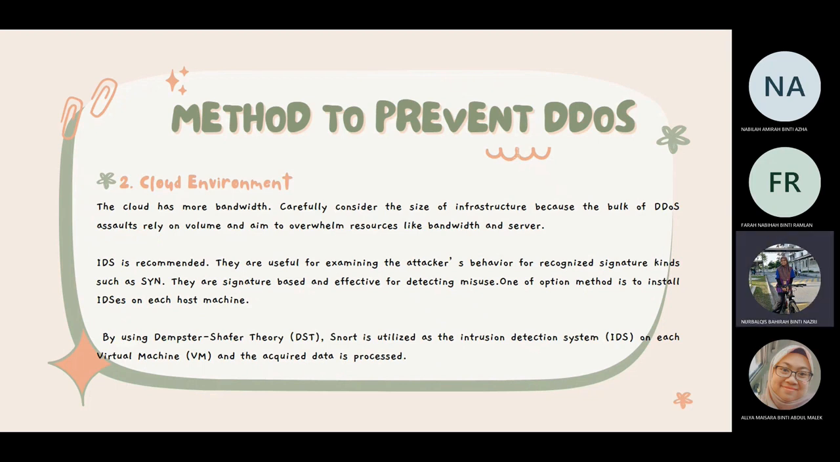One optional method is to install IDSes on each host machine. By using Dempster-Shafer theory, DST, Snort is utilized as the intrusion detection system IDS on each virtual machine VM, and the acquired data is processed.